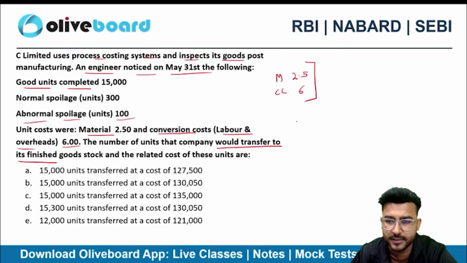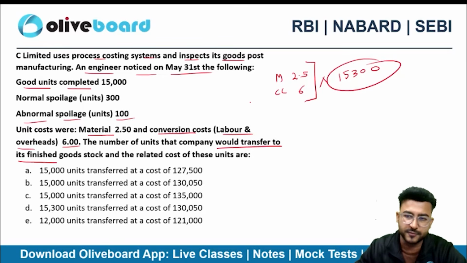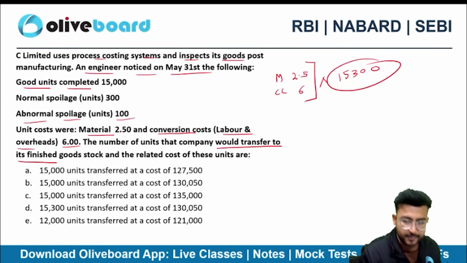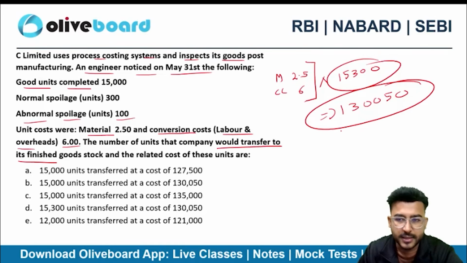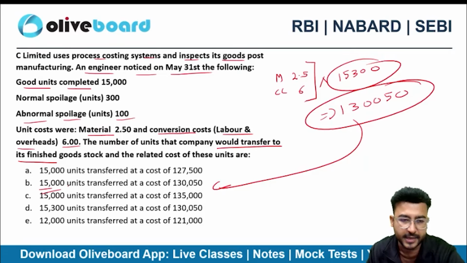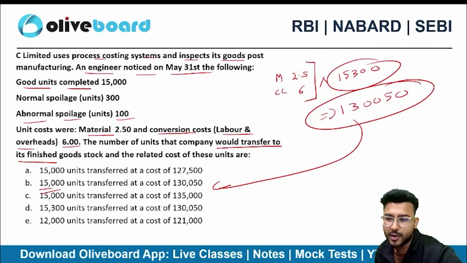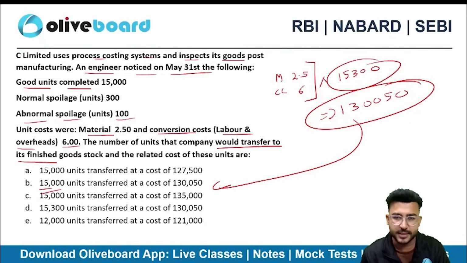So what will be the cost here? I will charge this cost on 15,300, right? So 15,000 completed units plus my normal loss, 15,300 multiplied by 8.5. So this gives me 1,30,050 rupees, right? This will be my total cost, and this cost will be absorbed by 15,000 units, right? So yes, very good. John, Raghu, and Vaishali, you got the correct answer here, right?